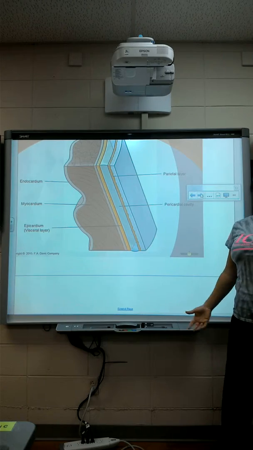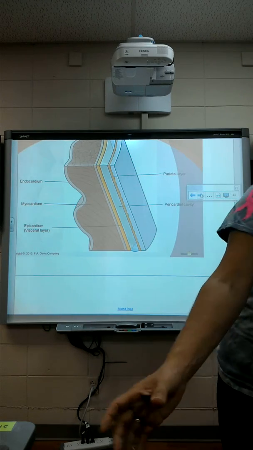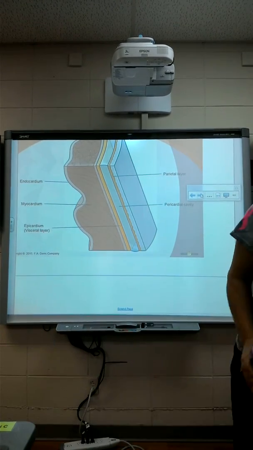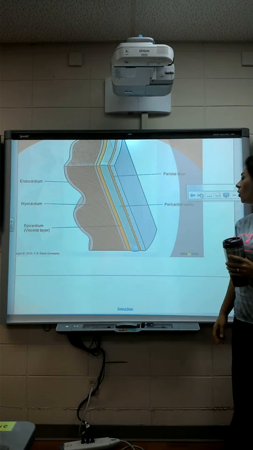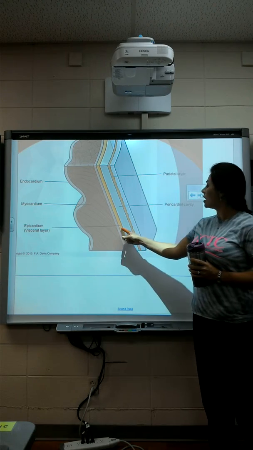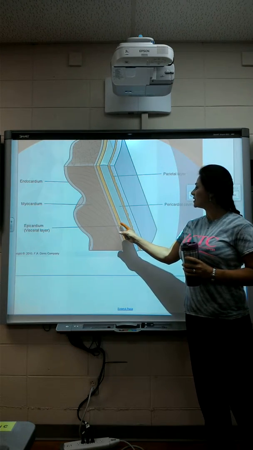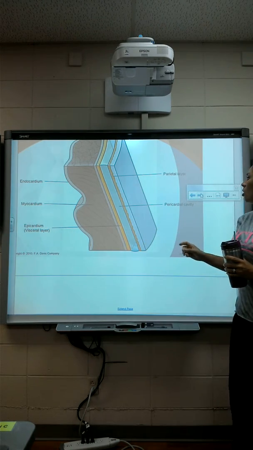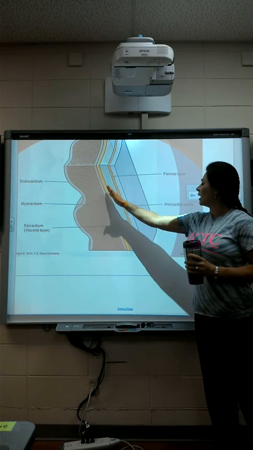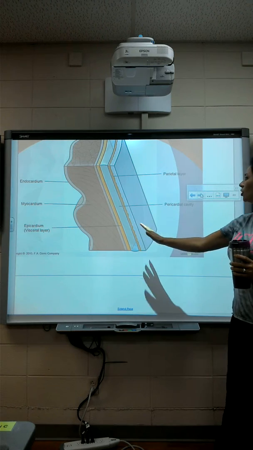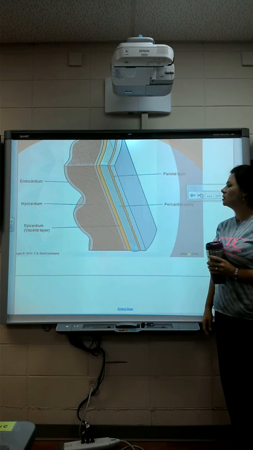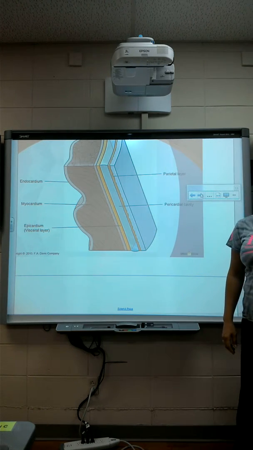Epi means what? From midterm. Yeah, above or on top of. So epicardium is right on top. This is the heart. So it's slapped right on top of the heart. So we have a sac, we have a layer inside that sac, and then we have a layer right on top of the heart. Both of these are serous membranes, so they're secreting what type of fluid?